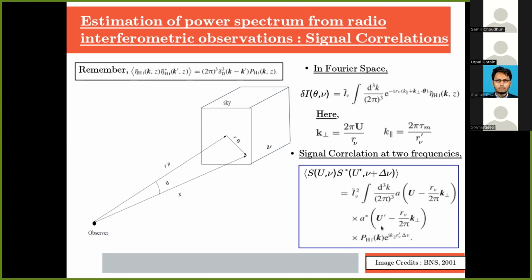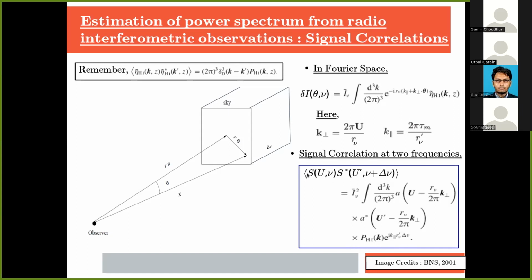However, we want the three-dimensional power spectrum in the Fourier space. And we see from this relation, it is related to the three-dimensional Fourier power spectrum through a Fourier transform along delta nu. So we can measure this quantity and take a Fourier transform along the frequency axis, along delta nu, to get the three-dimensional power spectrum over here.